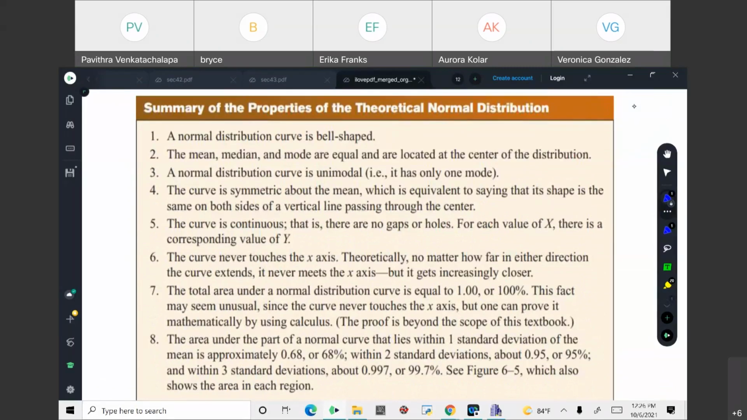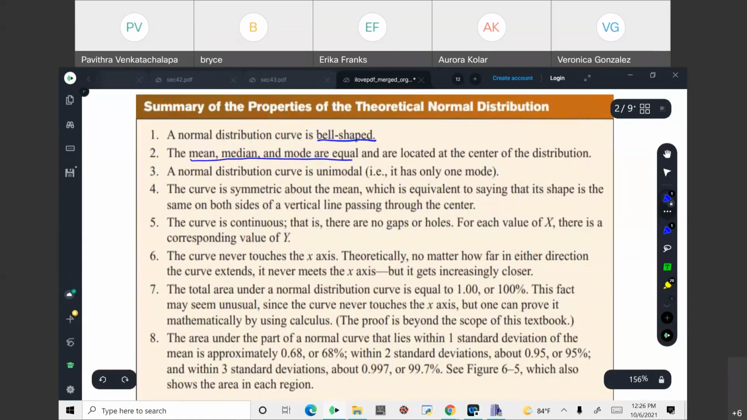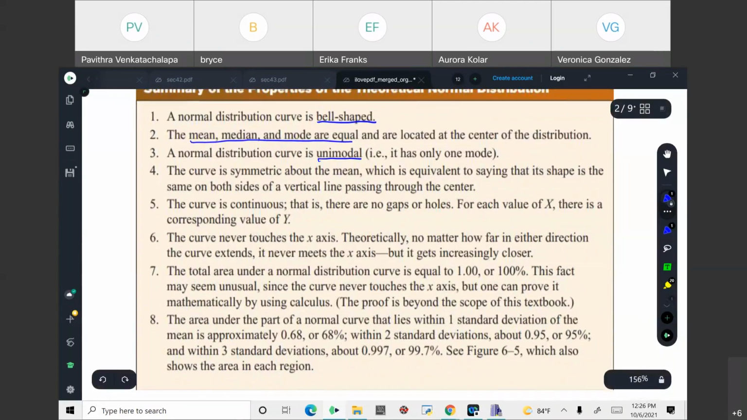We know that it is bell-shaped. We know that mean, median, and mode are always equal, and it is unimodal. What do I mean by unimodal? That means it will have only one mode. For example, if you have a sample 2, 3, 4, what is the mode of this data set? 2. So what is mode actually?